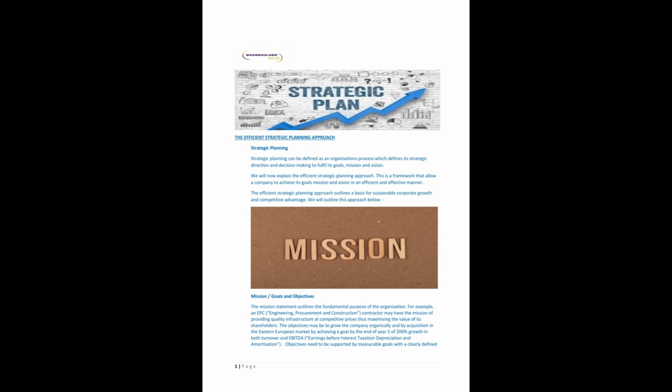One key part of this process is defining the mission, goals, and objectives clearly. For example, an engineering, procurement, and construction contractor might have a mission to deliver quality infrastructure at competitive prices, aiming to maximize shareholder value. Their objectives could include growing the business both organically and through acquisitions in a specific market, like Eastern Europe, targeting a 200% increase in turnover and EBITDA within 5 years. It's important that these objectives are backed by measurable goals with clear deadlines, so progress can be tracked and success can be ensured.